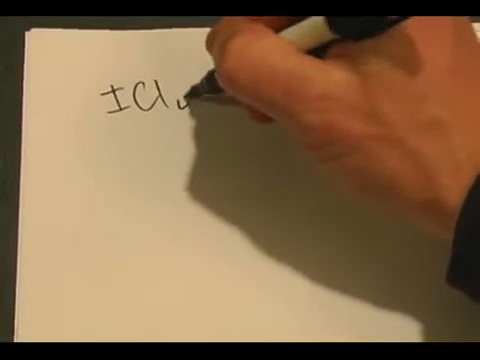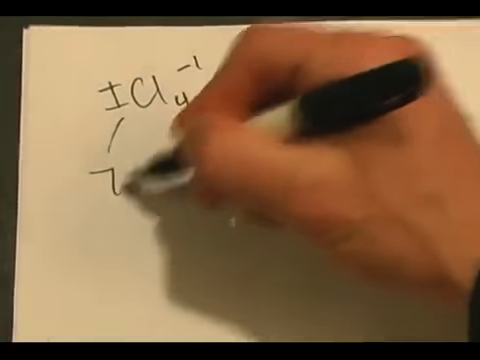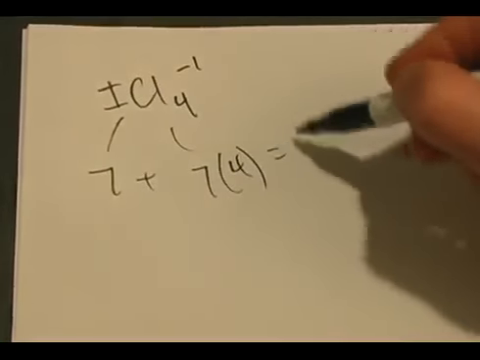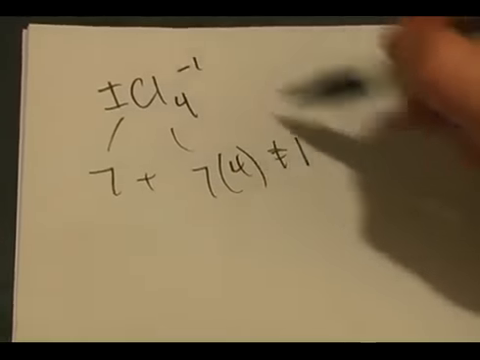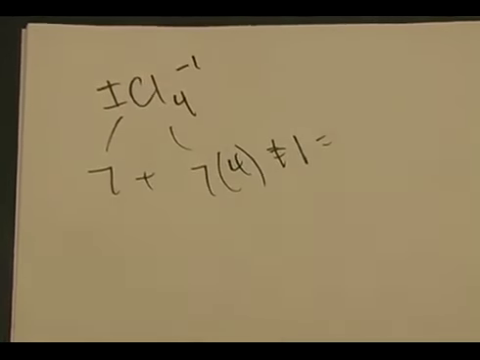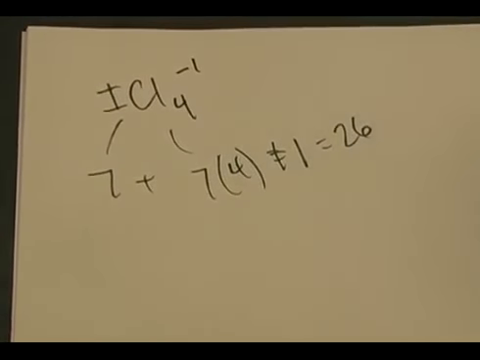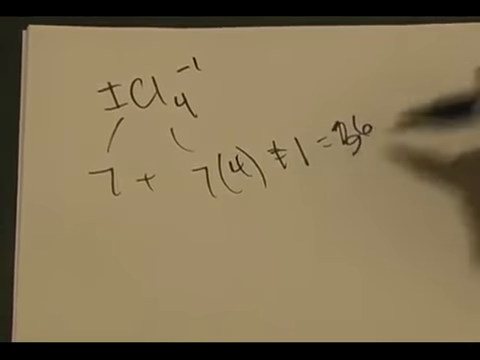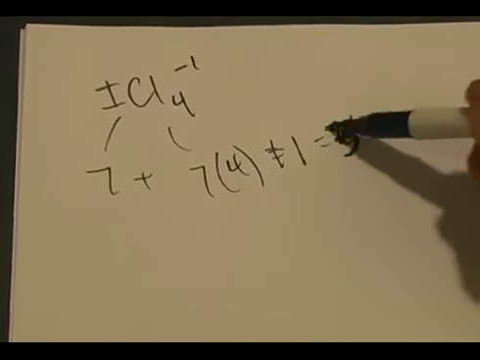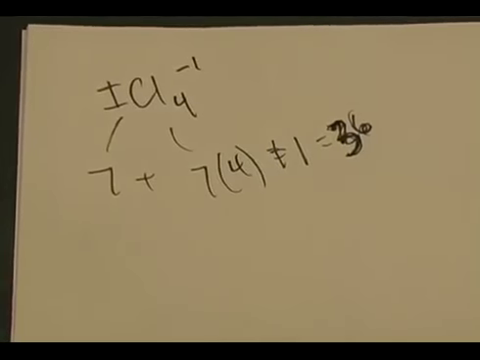Let's try ICl4 minus 1, an ion. Iodine, of course, has 7. Chlorine has 7. Times 4 is 28. Plus 1 more, because it has a negative 1 charge. So 29 plus 7 is, I'm sorry, 36. So 36 valence electrons.